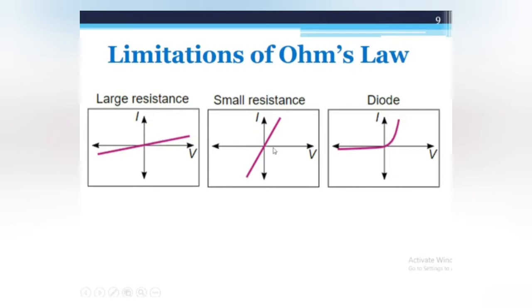These are some VI characteristics of different elements, right? If the value of resistance is large, then we get this type of VI characteristic. It is a linear one. If the value of resistance is small, then at that time we get this type of VI characteristic. And if your element is a diode, then the diode is a non-linear element, and therefore the VI characteristic of diode is this type.